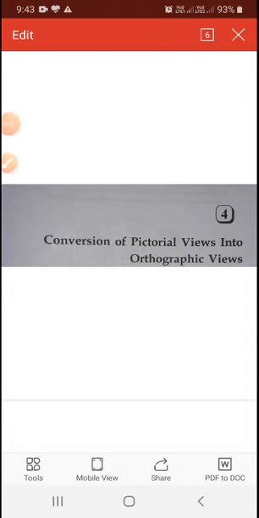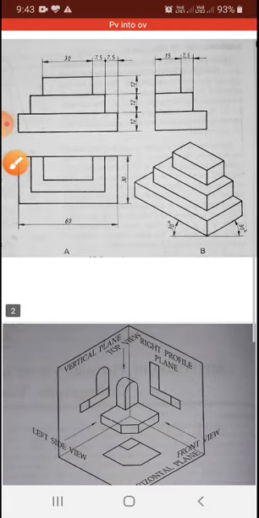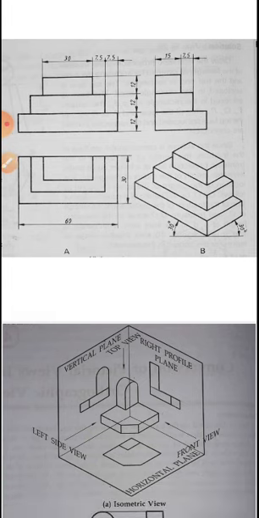Dear student, in this video I am going to discuss the fourth chapter, that is conversion of pictorial views into orthographic views. Before going to discuss this chapter, we should know the meaning of pictorial views and orthographic views. So let us discuss what pictorial views are. Pictorial views are also called isometric views.